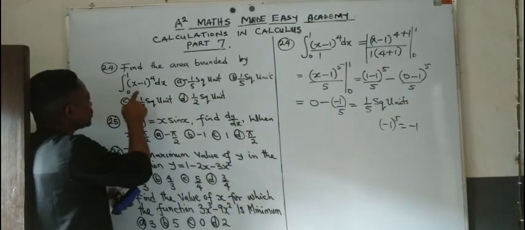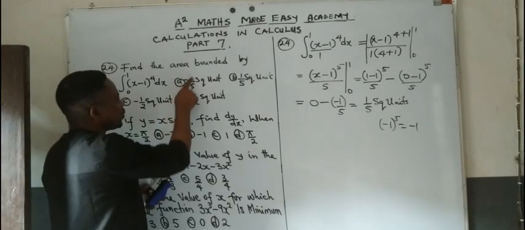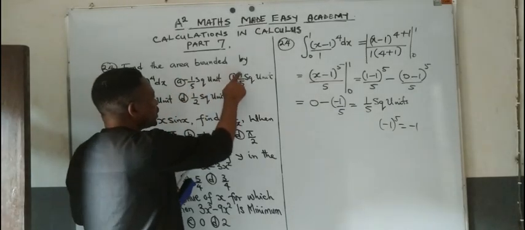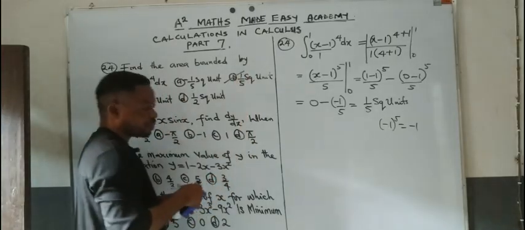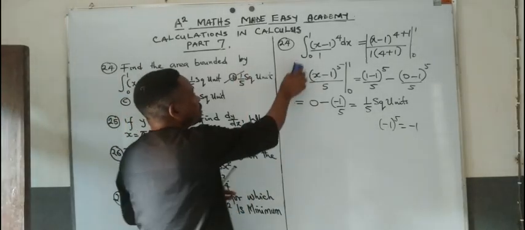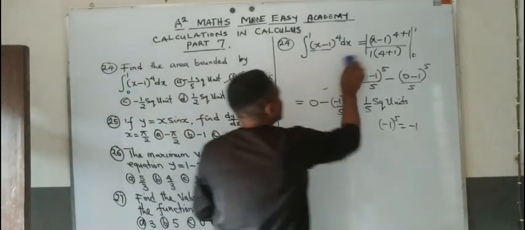Let's observe the options. The first option says minus 1 over 4. No. Second one is minus 1 over 5. Wow. The correct answer is option B. Now this is how to solve it using what we call the shortcut.